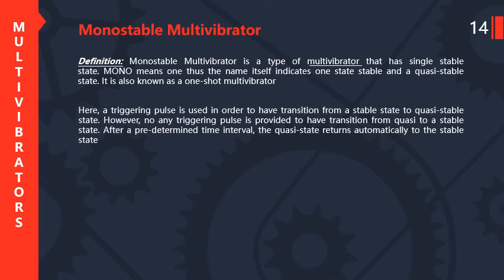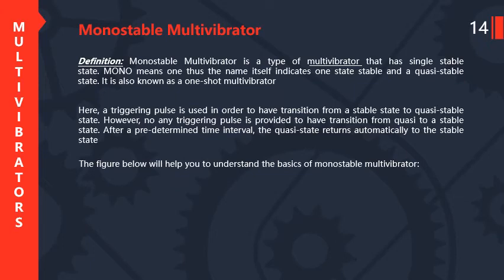Here, a triggering pulse is used in order to have a transition from a stable state to quasi-stable state. तो हमें triggering pulse की ज़रूरत पड़ती है जब हम stable state से quasi-stable state में जाते हैं. But to return from quasi-stable state to stable state, no triggering pulse is provided to have transition from quasi to stable state. Why? Because after a predetermined time interval the quasi state returns automatically to the stable state.